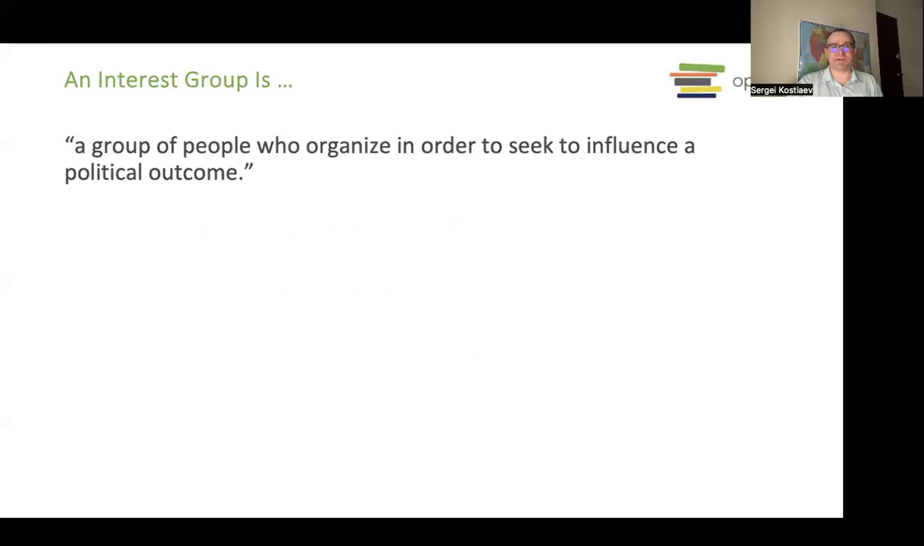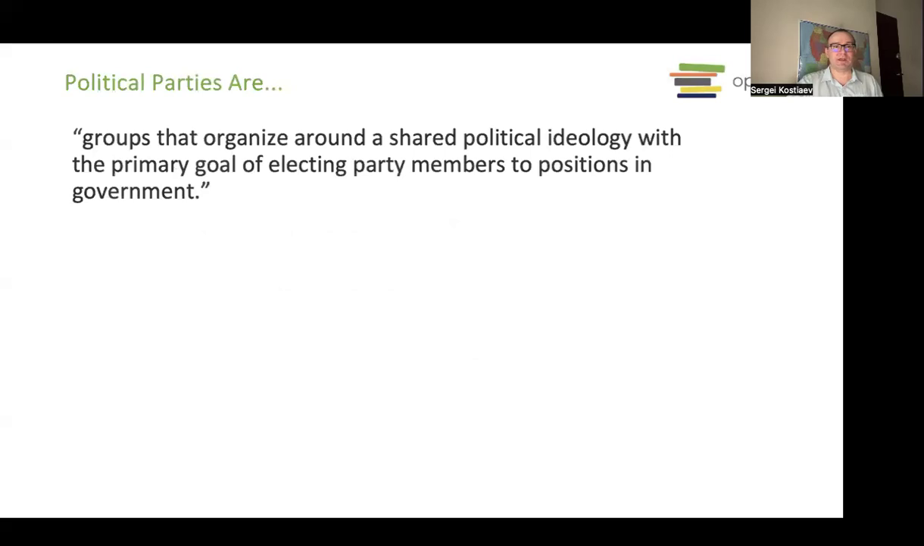Again, there is a clear difference between political parties and interest groups. Interest groups want to influence public policy. They don't want to become the government, to be in government. Political parties want to become the government. They want to control branches of government so they can enact the public policy they support.